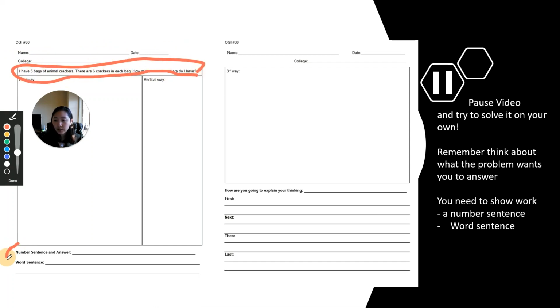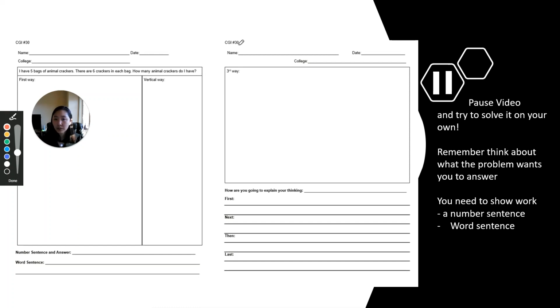Now make sure that you're solving everything in the middle, but you're also writing your number sentence and your word sentence right down here. This is a number sentence which has the plus and the equal sign, or the minus and the equal sign, or the multiplication sign, and this is the answer of how many animal crackers do I have? I have blank animal crackers. This is your word sentence. So make sure everything is complete before you look at my videos of how I solved.